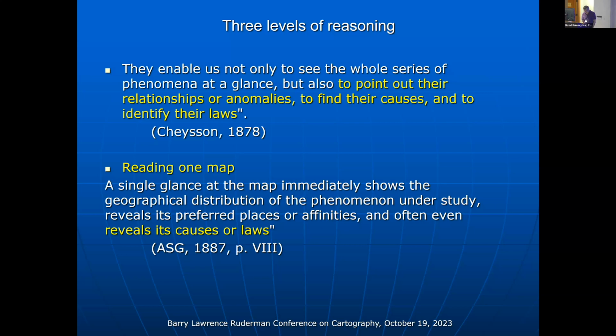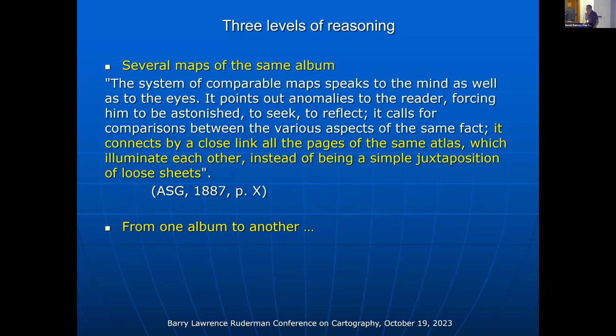But then Chesson suggested comparing different maps from an album to note concordances or discordances. "The system of comparable maps based on proportional deviations speaks to the mind as well as to the eyes. It points out anomalies to the reader, forcing him to be astonished, to seek, to reflect. It calls for comparisons between the various aspects of the same fact. It connects, by a close link, all the pages of the same atlas, which illuminate each other instead of being a simple juxtaposition of loose sheets."